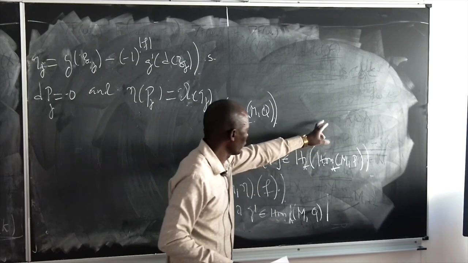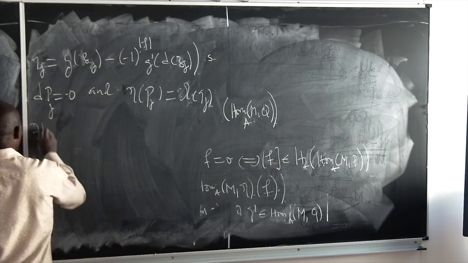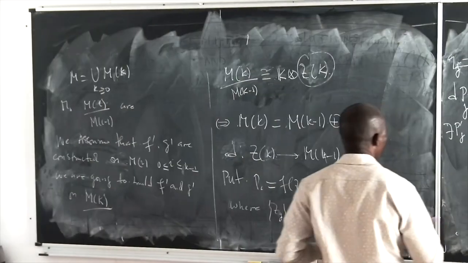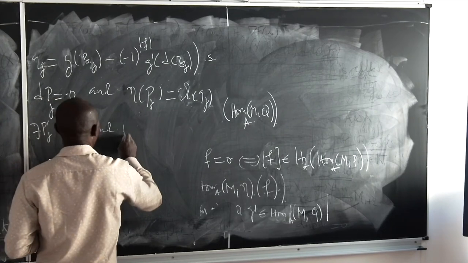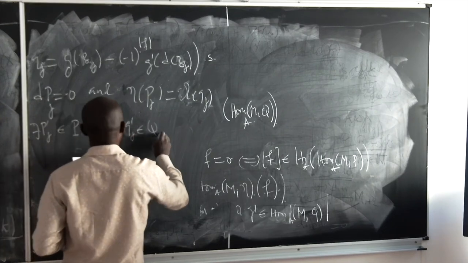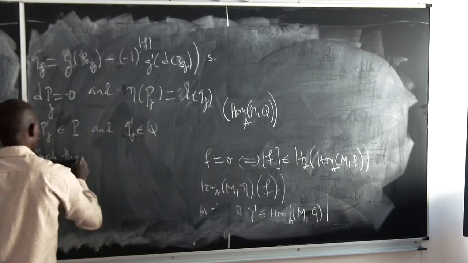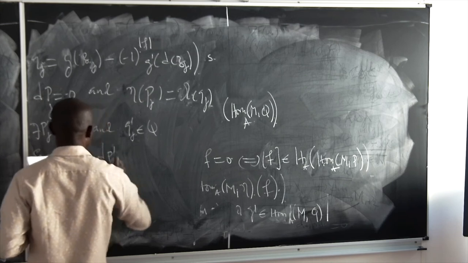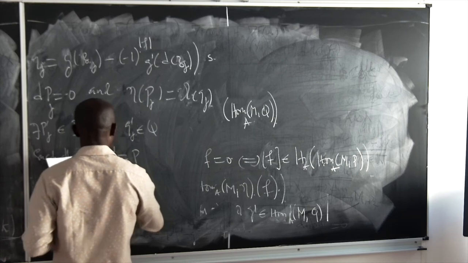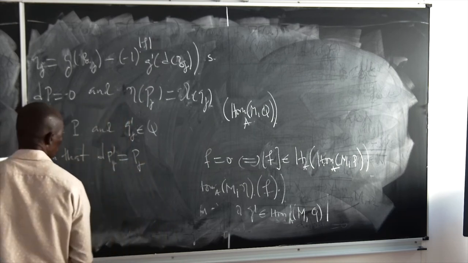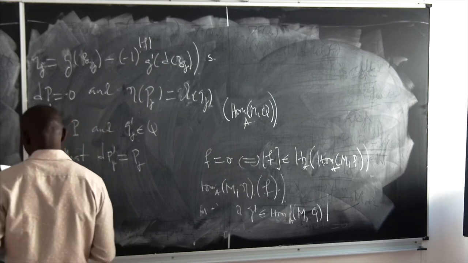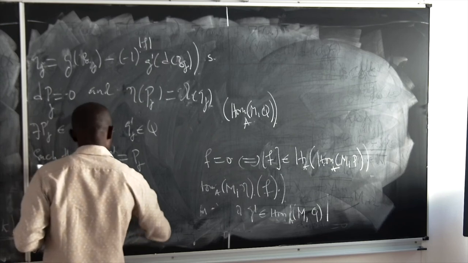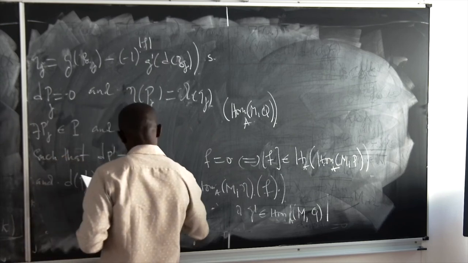By using the property that I gave you before for the quasi isomorphism, there exists P prime_j belonging to P, and Q prime_j belonging to Q, such that we have d of P prime_j equal to P_j, and d, the second one, of Q prime_j equal to N eta of P prime_j minus Q_j. Okay.